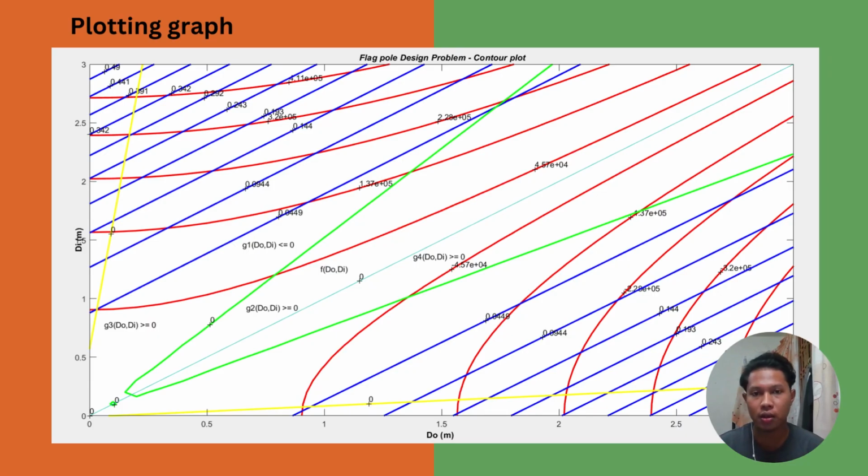So this is the graph of the problem in 2D, which is including the objective function and the 4 constraints, such as deflection constraint, bending stress constraint, shear stress constraint, and the thickness constraint. This graph helps us to initialize the initial point for the solution so that the iteration can be as minimum as possible.